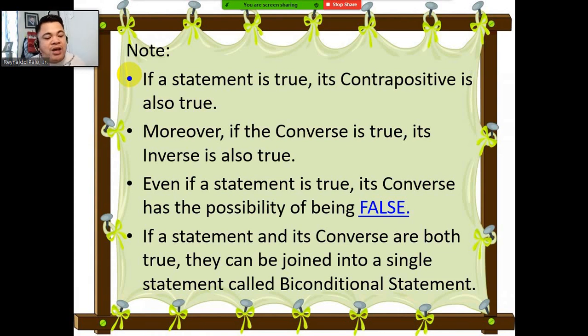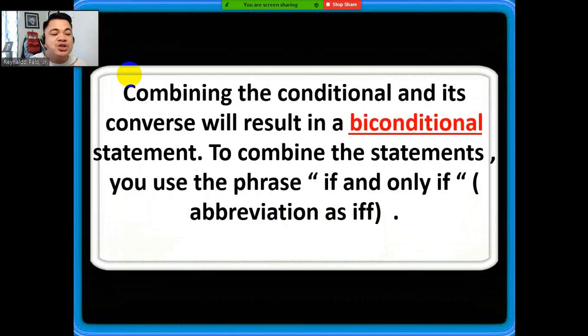If a statement and its converse are both true, then they can be joined into a single statement called a biconditional statement. When are you going to write a biconditional statement? If and only if the conditional statement and the converse statement are both true. If one of those is false, you're not allowed to convert the conditional to a biconditional statement.